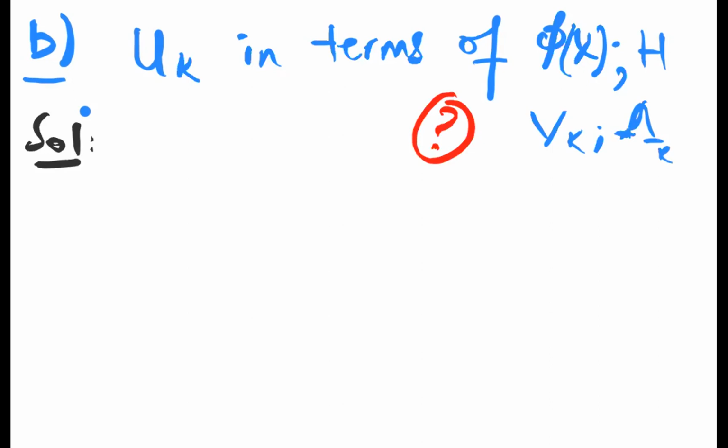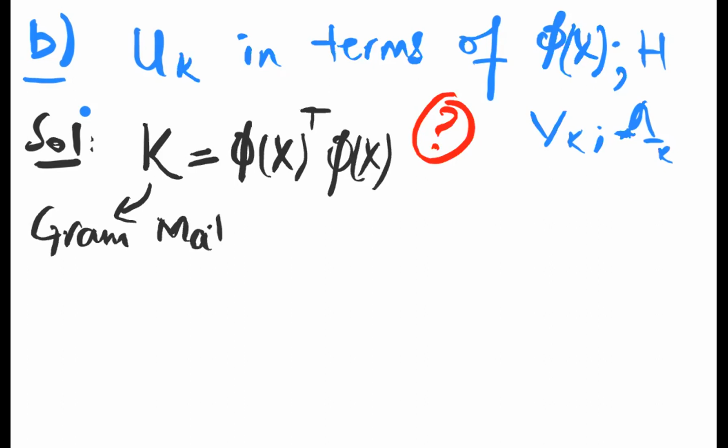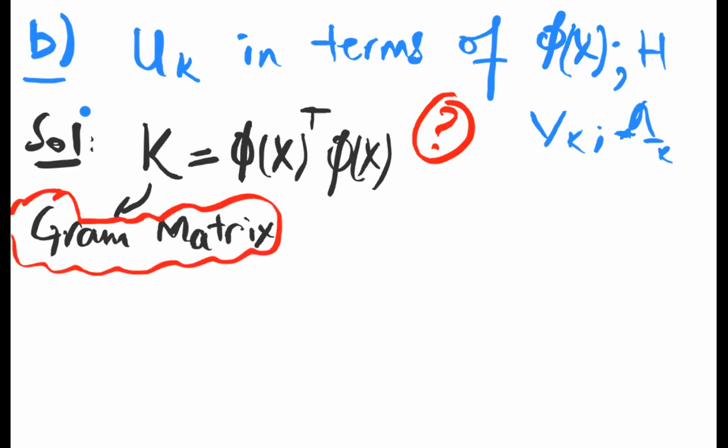Okay, we know from the lecture, I think we have already covered that, that K is equal to phi of x transpose phi of x. We already know that. And this is called the Gram matrix. This is different from the kappa. I'm just writing it down so that you don't confuse it with the kappa. Okay, so this is the Gram matrix.